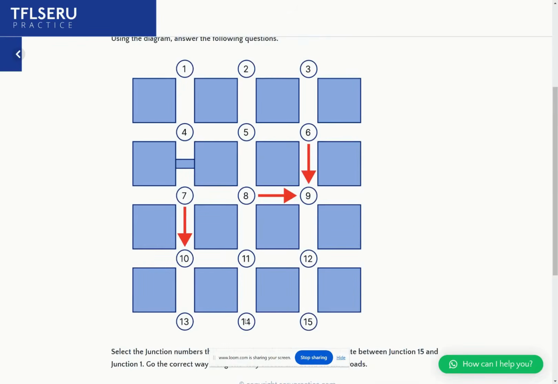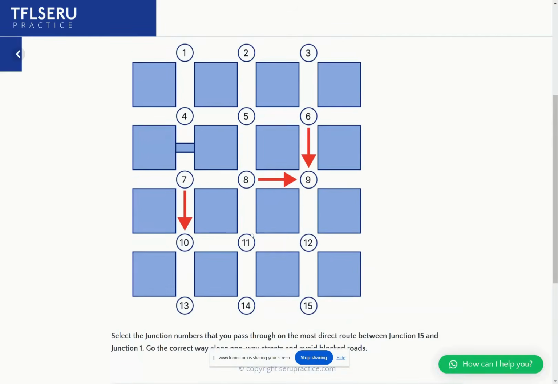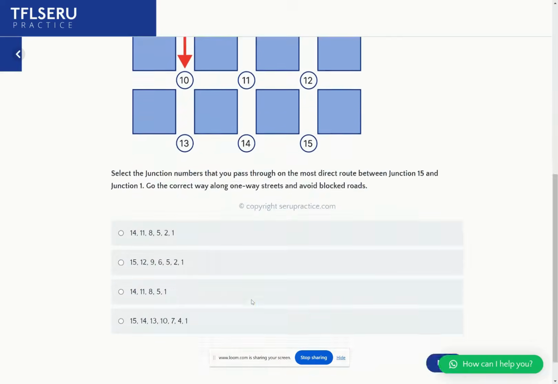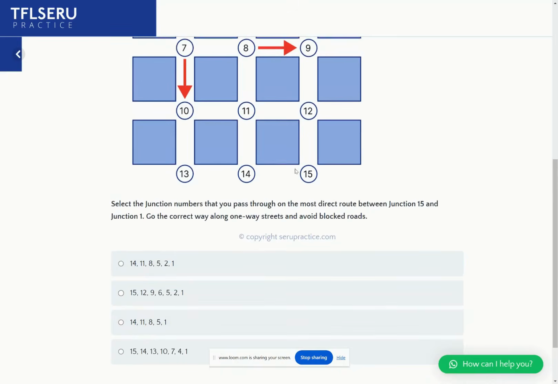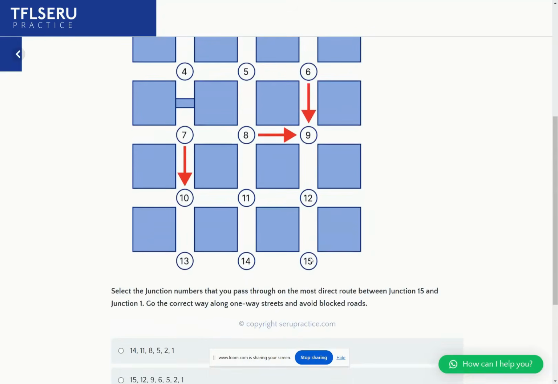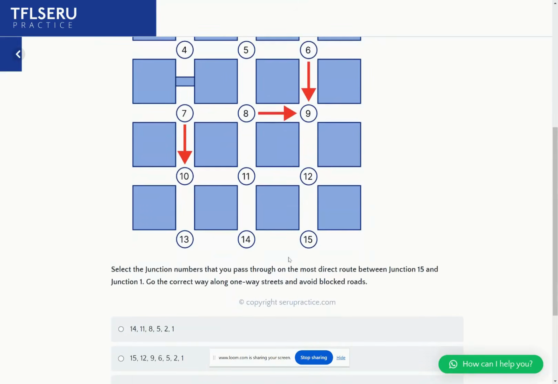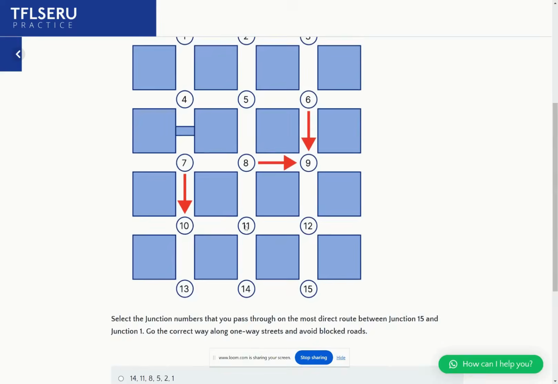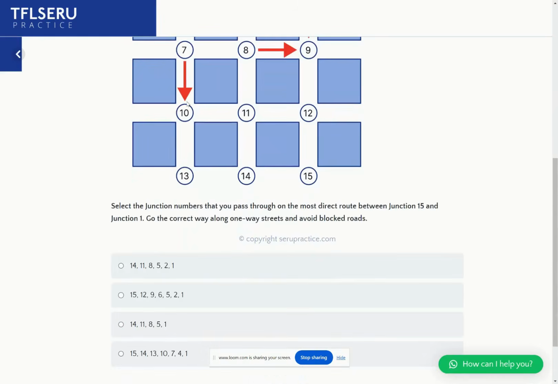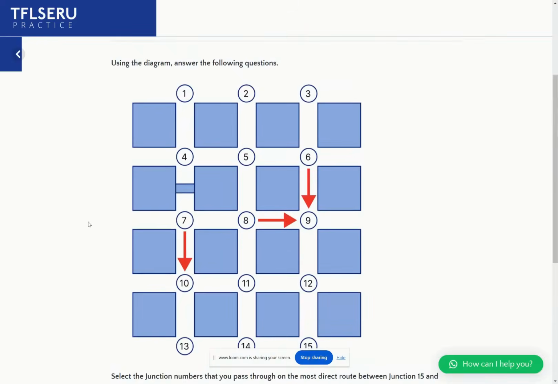If we go to 14 and then go all the way up and then take a left, that is a valid route and it is direct. Okay, because we're not going through any of the blocked roads, we're also not going in the opposite direction of any one-ways. And it is direct, it's not an indirect route. So if we take a look at these options, we can see that one of them does match up. So starting from 15 to junction 1, we would pass through 14, 11, 8, 5, 2, and then on to 1. So we can see here, this is the correct answer, 14, 11, 8, 5, 2, 1.